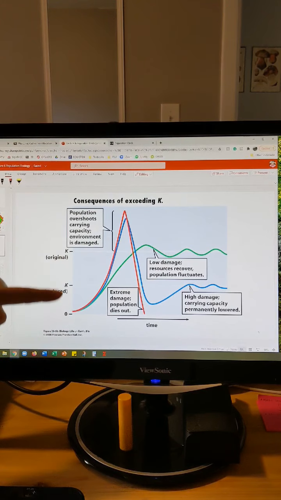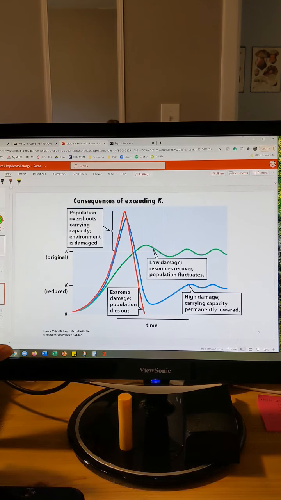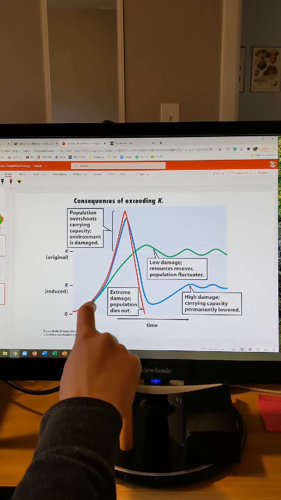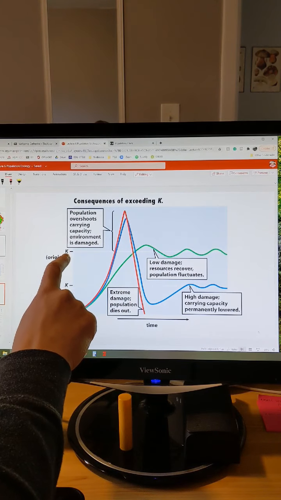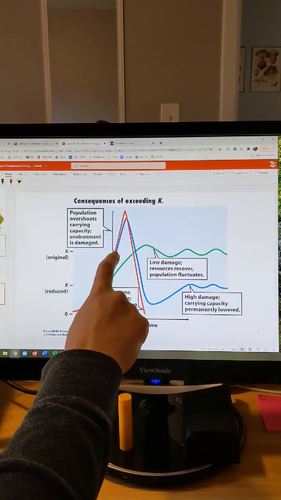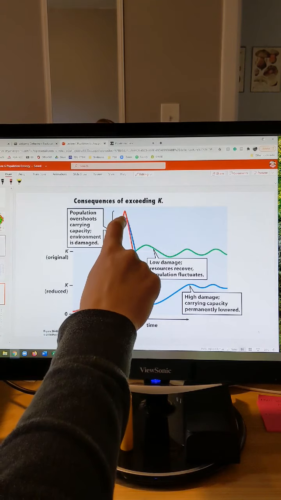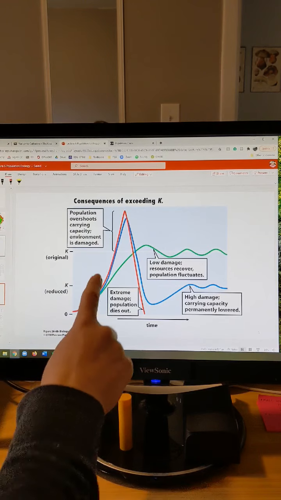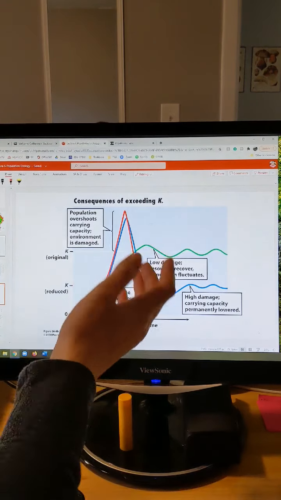We don't have numbers because this would be different depending on what your species is, but this is an increase in population. So let's first look at the red one. Here I have my J-shaped curve, so I'm getting exponential growth. Here's my carrying capacity. Now, if I exceed my carrying capacity, we say it overshoots. If I overshoot my carrying capacity, I'm most likely going to end up damaging my environment or running out of resources.